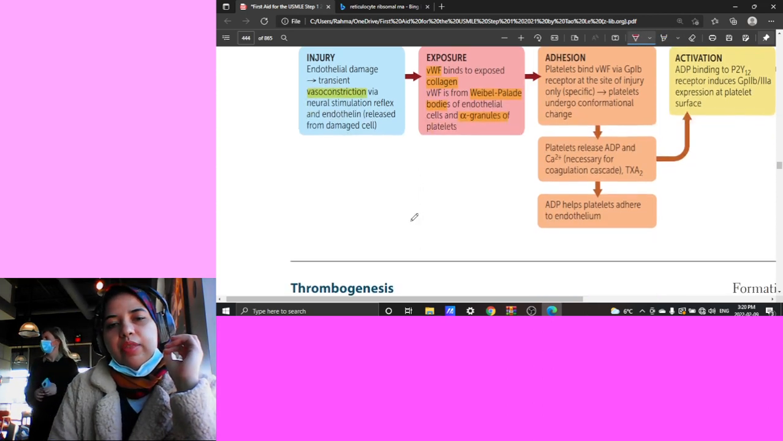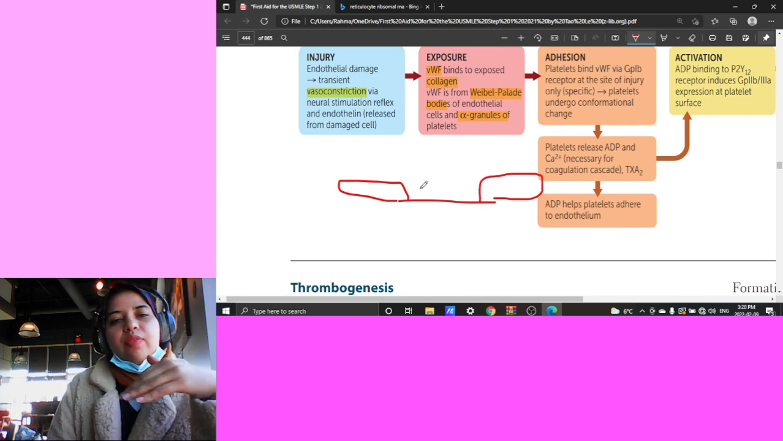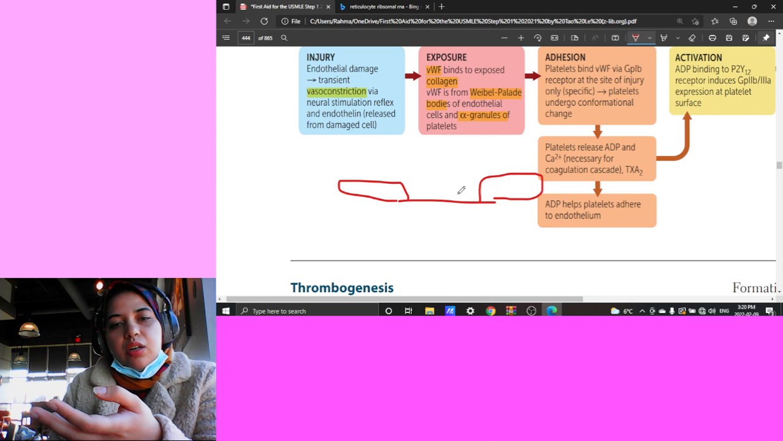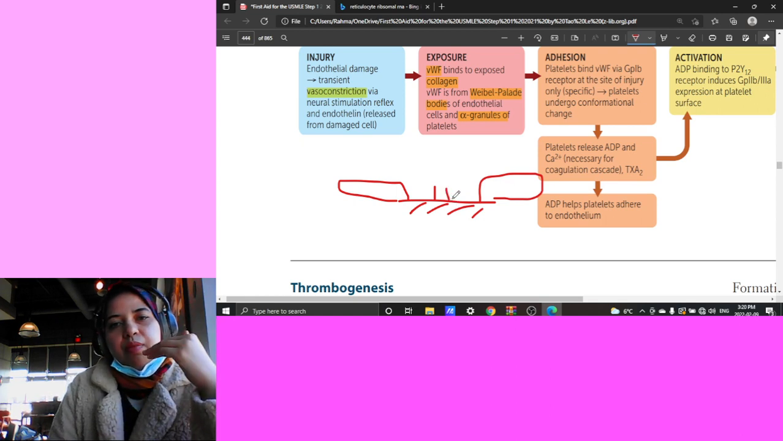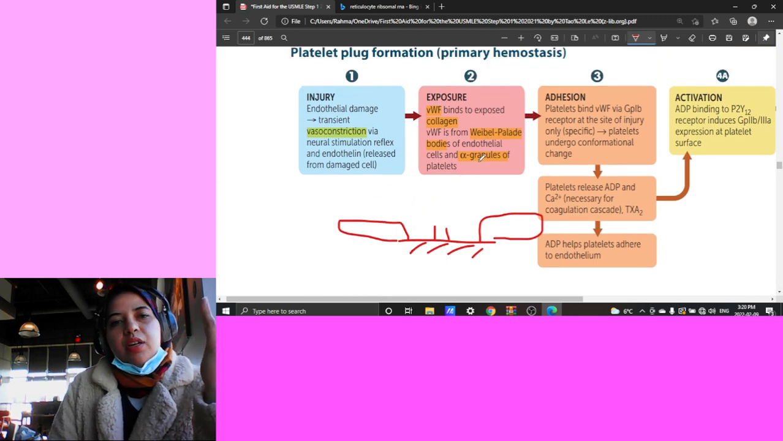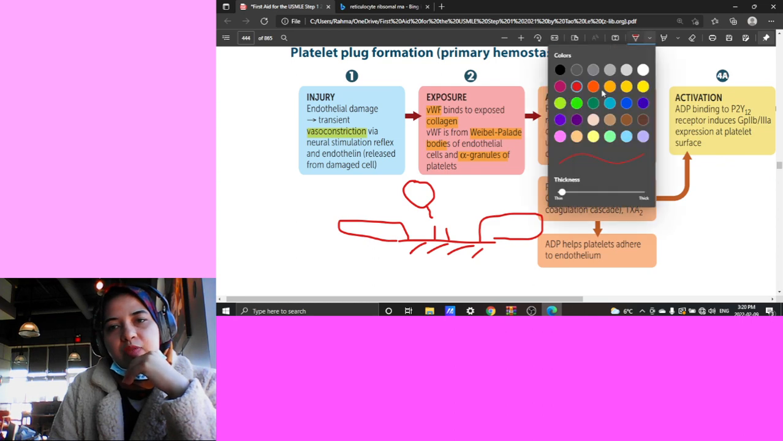So let's just draw that here to depict that. You have cells here, the erythrocytes, the endothelium, and you have this injured area right here. And then there's collagen here, and now you have von Willebrand factor, which is going to attach here. So that's exposure. The von Willebrand factor binds to the exposed collagen, and now you're going to trigger the platelet clot formation. You're going to end up having a platelet, and that platelet is going to adhere to that von Willebrand factor.